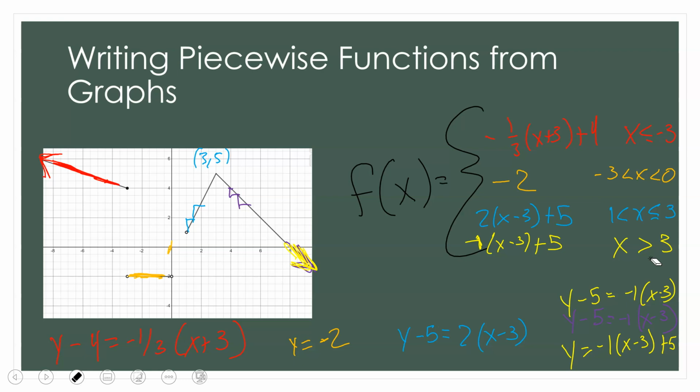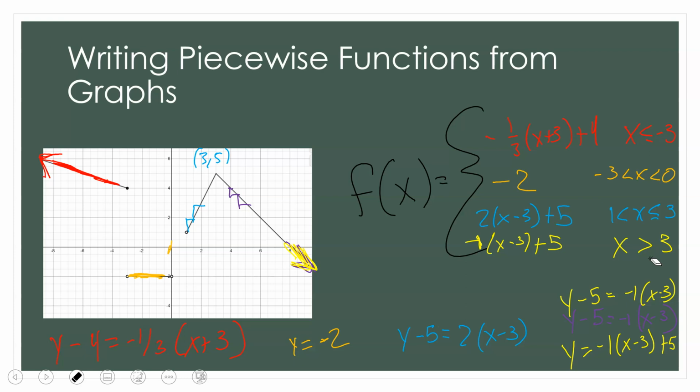Typically, we don't want to do greater than or equal to 3 and less than or equal to 3, because then it looks like there are 2 different rules you can use for f of x at that particular x value, which is kind of sketchy, right? So I just made one of them less than or equal to 3 and one of them greater than 3. It doesn't really matter which one you choose. But there you have it, okay?